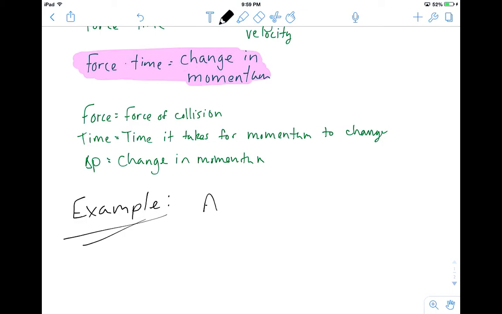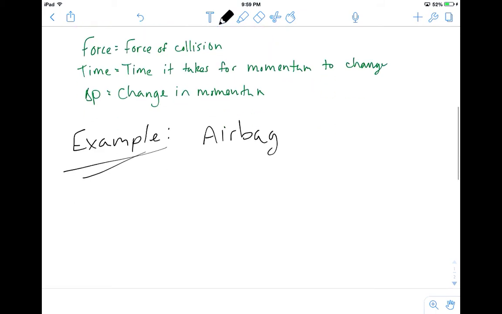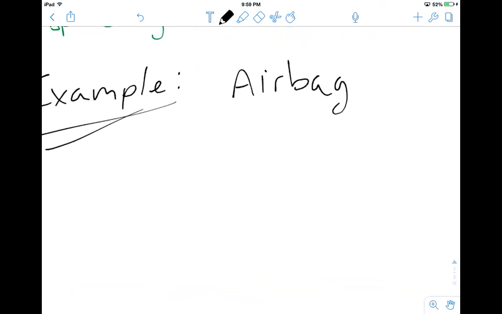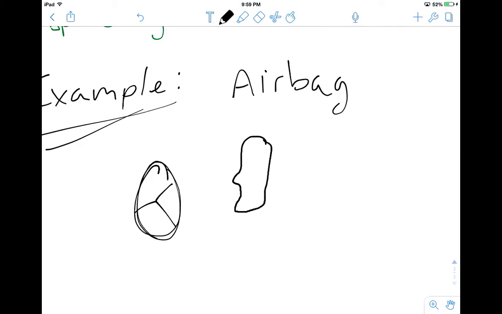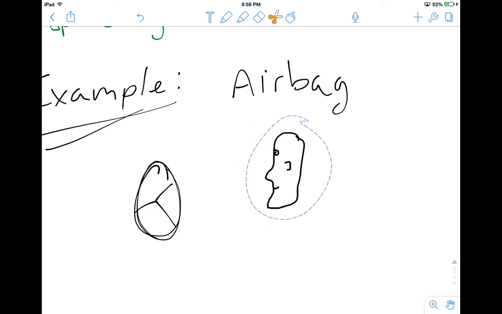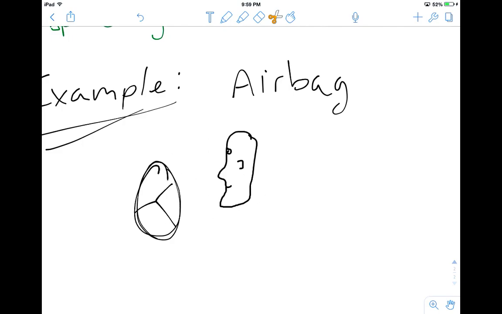Here's our example: airbag. We think about a car crash. Normally, if there is no airbag, we have a steering wheel. There's my steering wheel, and then I have somebody's head. Let's see if I can draw nice. There's a head, little eyes and a mouth. Normally, when the car slams on the brakes, this person is just driving along, and boom, their head bounces off the steering wheel. Well, that doesn't feel very good.